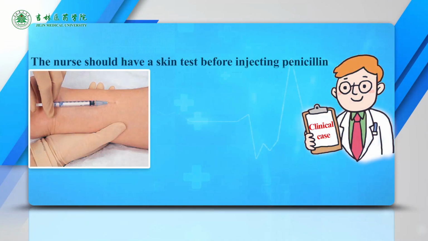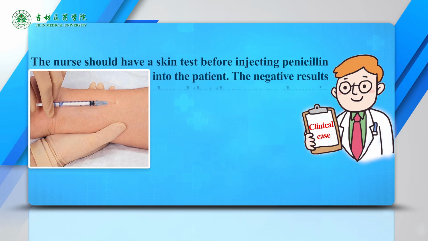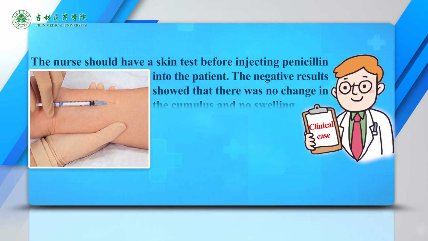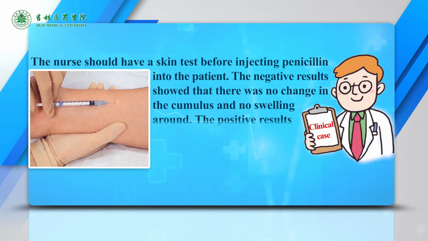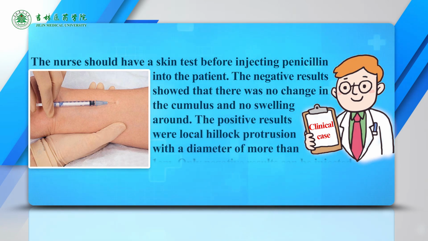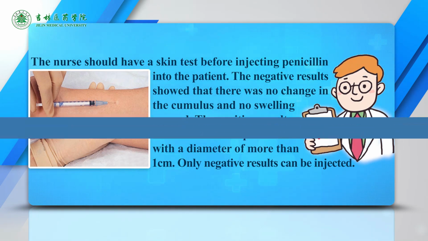The nurse should have a skin test before injecting penicillin into the patient. The negative results show that there was no change in the cumulus and no swelling around. The positive results were local hillock protrusion with a diameter of more than 1 cm. Only negative results can be injected.